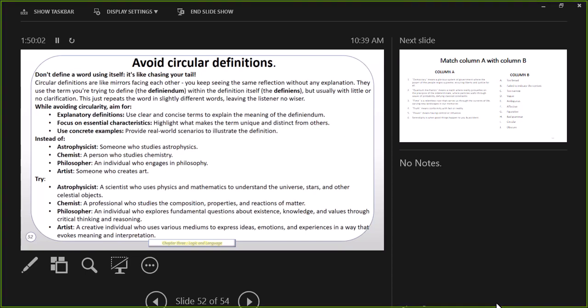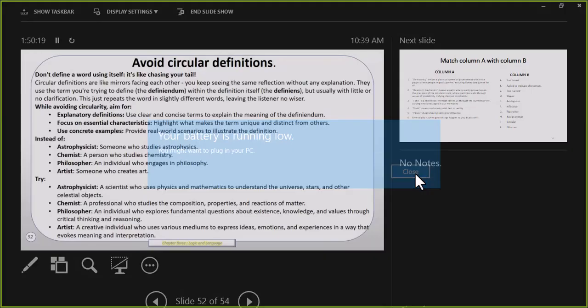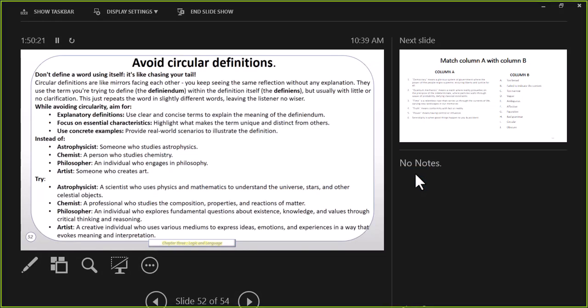Astrophysicist, someone who studies astrophysics. A chemist, a person who studies chemistry. A philosopher, an individual who engages in philosophy. Artist, someone who creates art. You can see the same word in the defendants as in the defendant, right? The defendant does not add any new information.